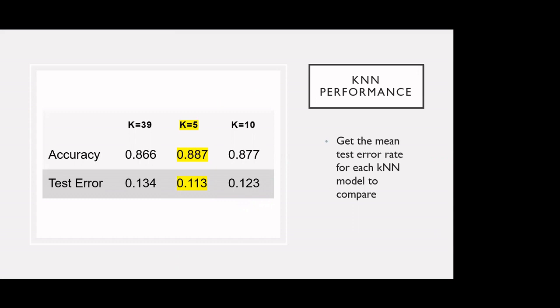Because the KNN provided 10 different data points for error, we took the average of the 10 data points, and that was our test error. K equals 5 provided the best error rate for the KNN, with 0.887 accuracy and 0.113 test error, which, like the other models, is a pretty well performing model.